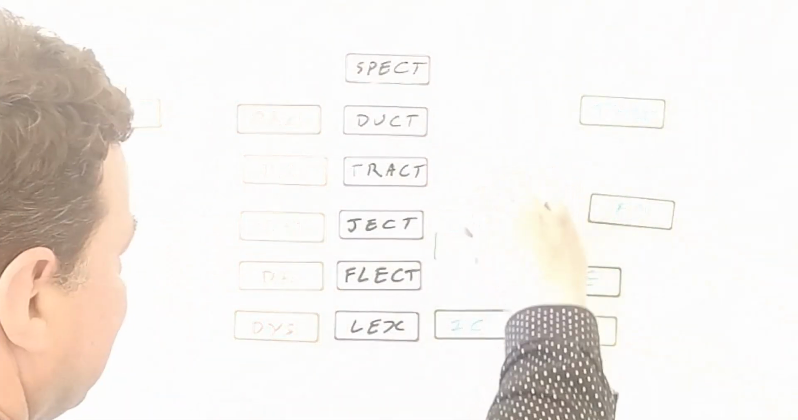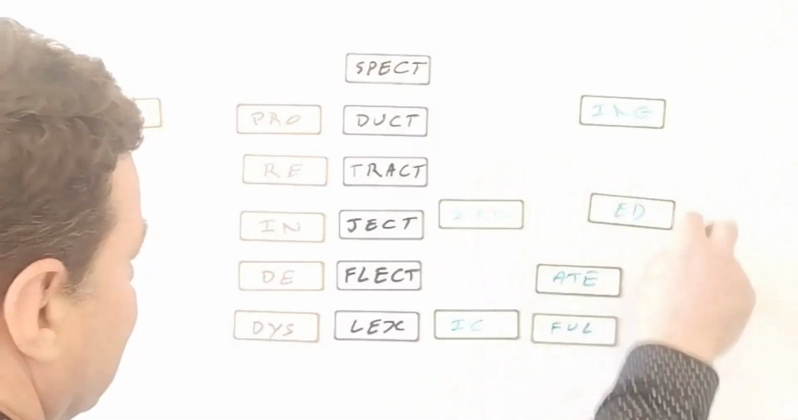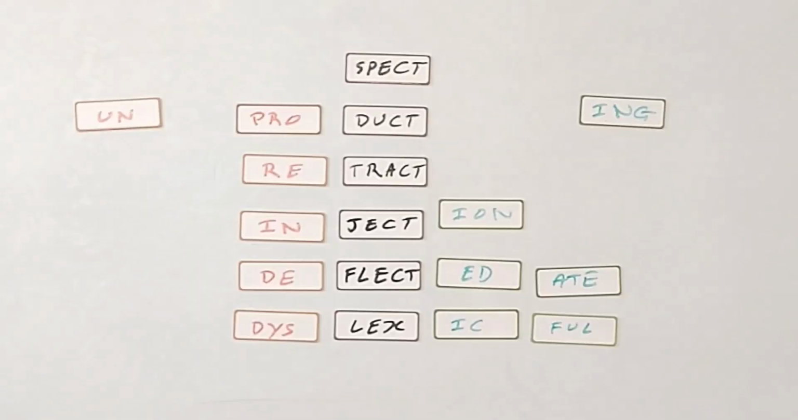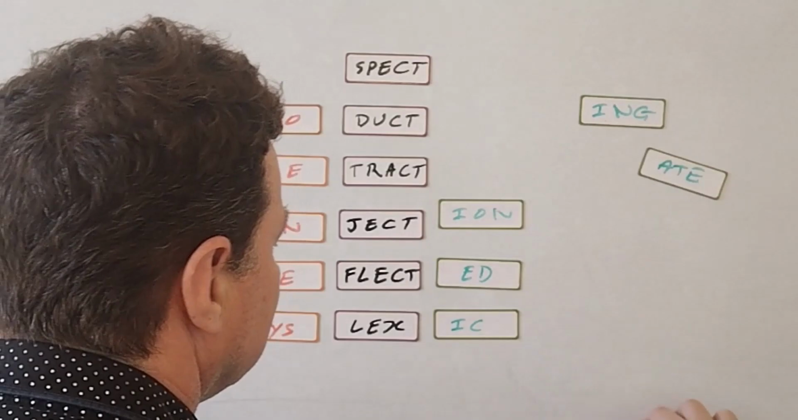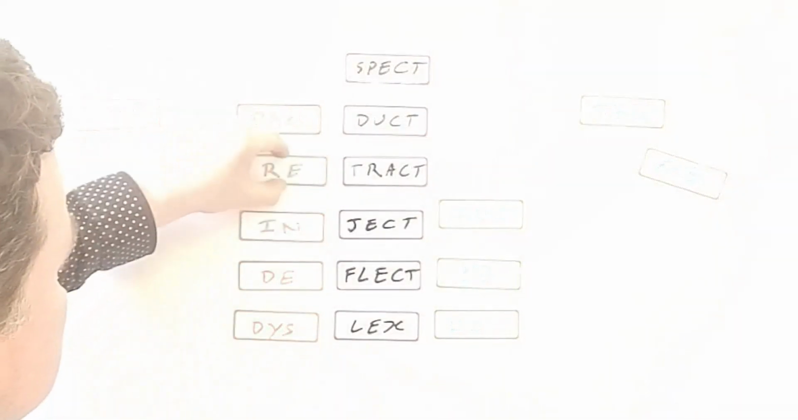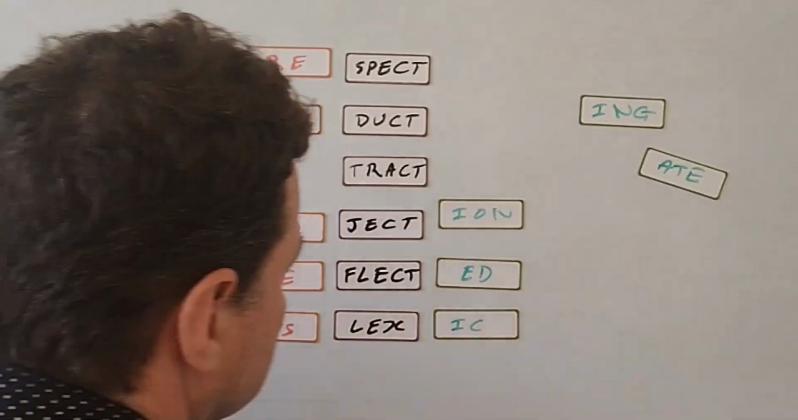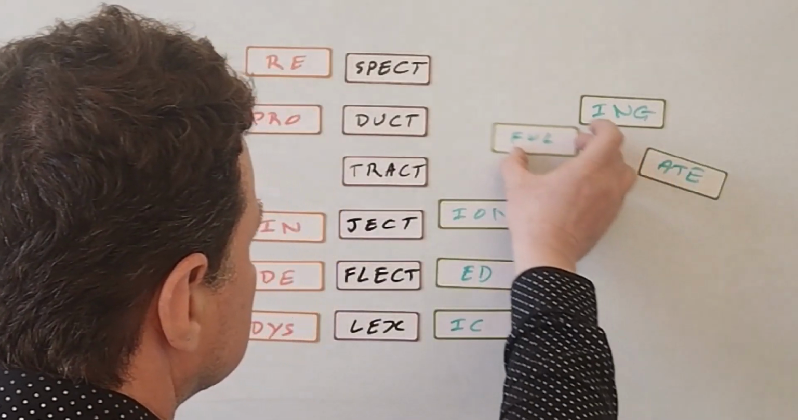Deflect, deflection, deflected, deflecting. Take away these extra suffixes so they don't confuse us. And again, sorry about the bright light. That was the sunshine, I couldn't help that.